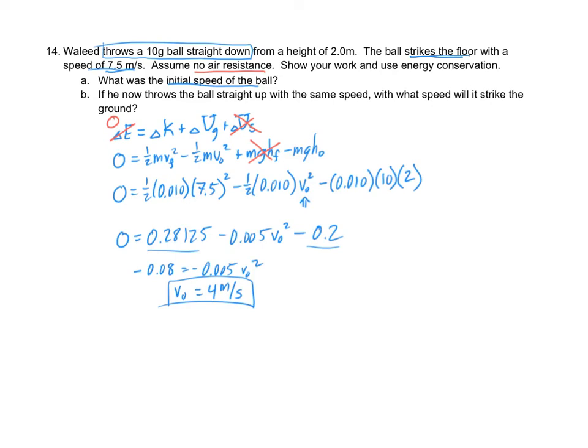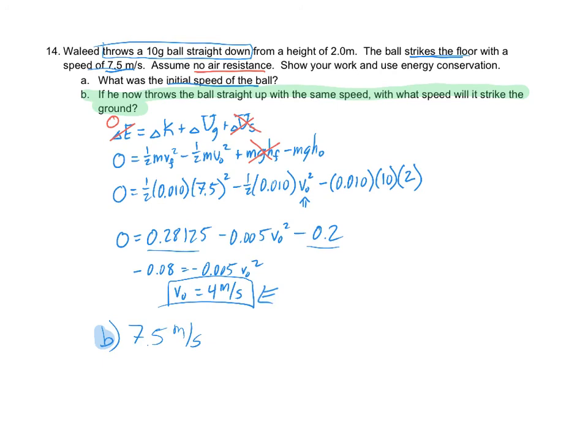And now the question is, if he now throws the ball straight up with the same speed, with what speed will it hit the ground? And the answer is, well, it's going to hit the ground with a speed of 7.5 meters per second. And the reason why, of course, is conservation of energy, right? It's starting with all the same information. It's still going to be thrown up with the speed of 4 meters per second.